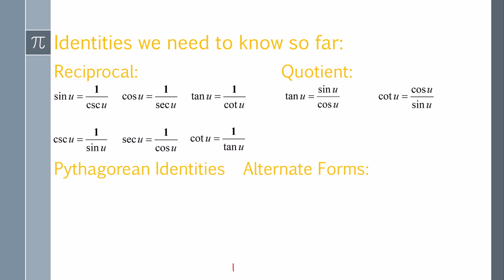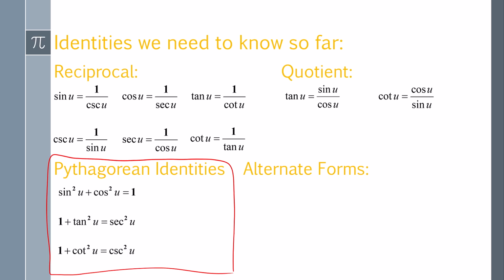Now, we only need to know or memorize these three here, but just know that you can manipulate them by getting whatever term you want by itself. So here's the three identities. We call these Pythagorean identities because you can derive these identities from the Pythagorean theorem. So the first one is sine squared of u plus cosine squared of u equals 1. It'll always be true. The next one is 1 plus tangent squared u equals secant squared u. And then we have 1 plus cotangent squared u equals cosecant squared u.